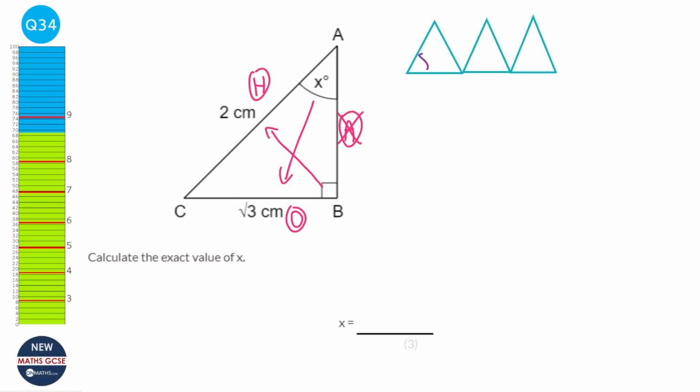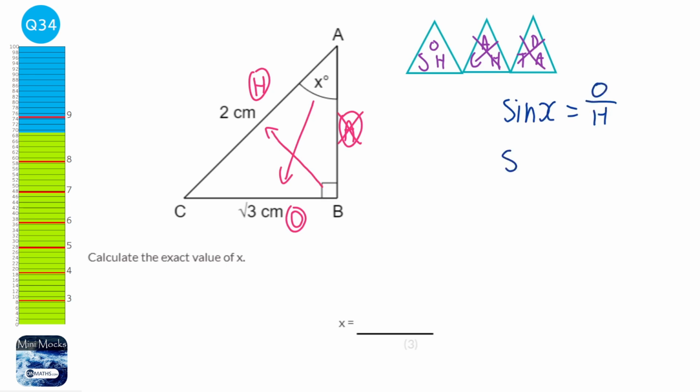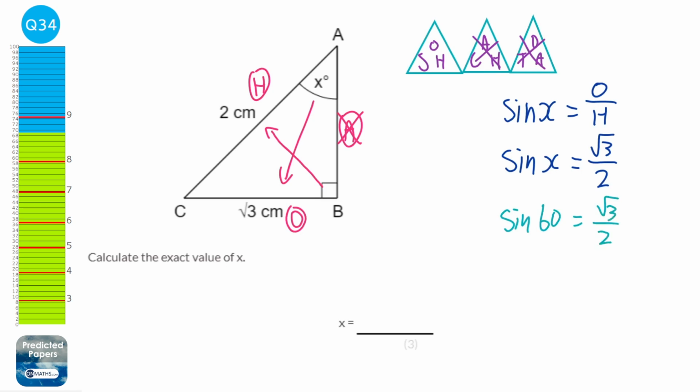And so we've got SO, CA, TOA. And we have just crossed out the adjacent, so we don't need this one and we don't need this one. We're going to end up with SO, which is short for sine the angle equals opposite over hypotenuse. The angle is marked as x, so sine x equals √3 over 2. You need to know from memory that sine 60 is √3 over 2. And notice here that the x therefore is going to equal 60.